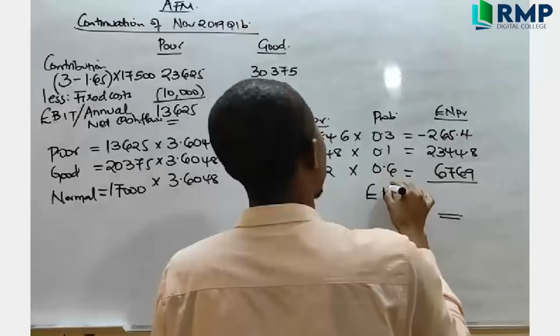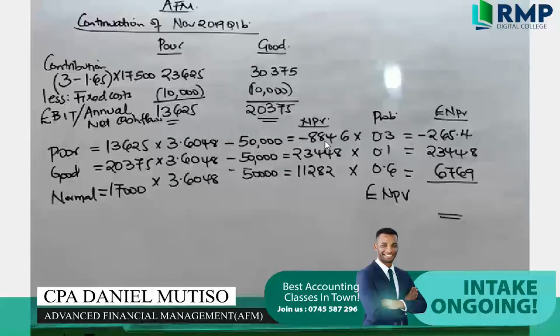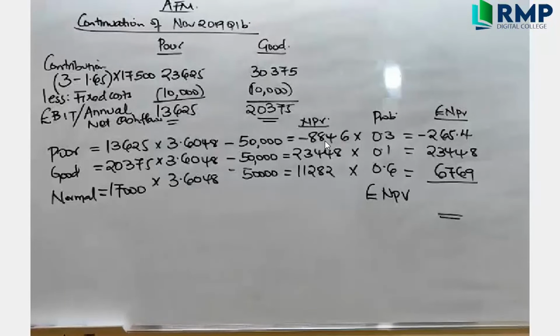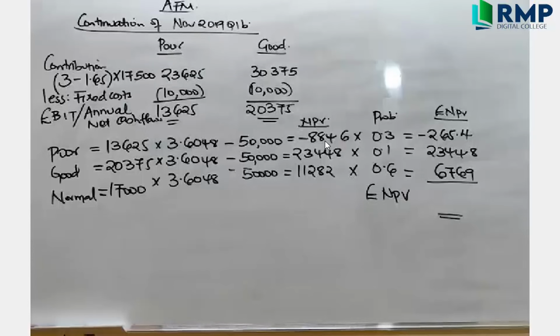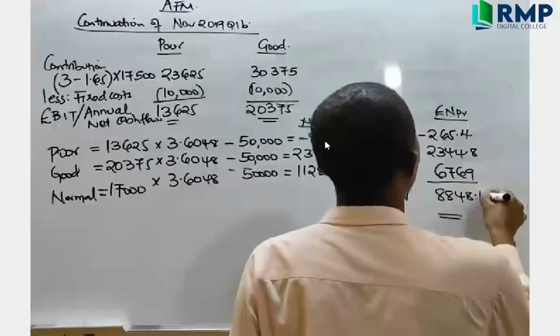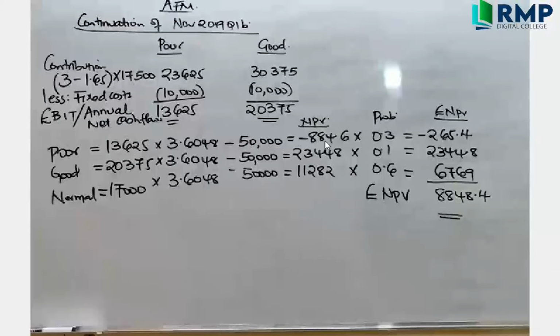What is our total expected NPV? What is the total expected NPV there? 848.4. How much? 8848.4. You know, nobody has understood that, yet that is not hard.